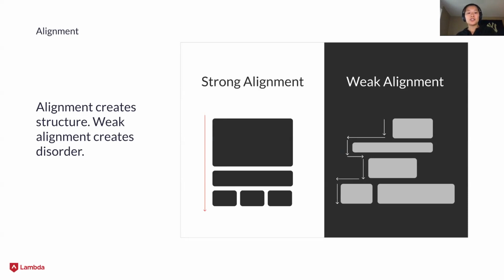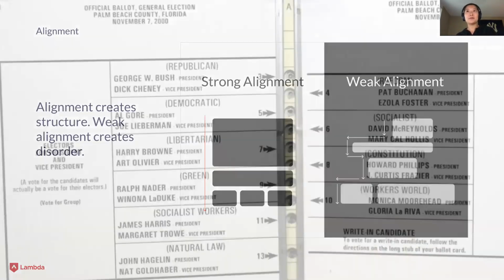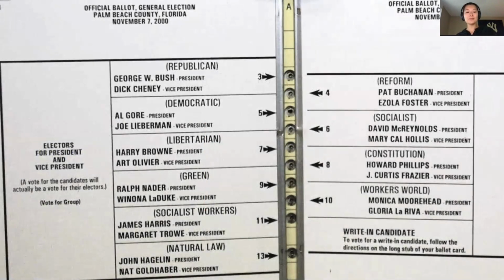Now, let's look at a real-world example of alignment, and this is an image from a polling ballot. You may be familiar with this, but back on November 8th of 2000, there was uncertainty on whether Al Gore or George W. Bush had won. And after close scrutiny, part of the problem arose from this poor ballot design.